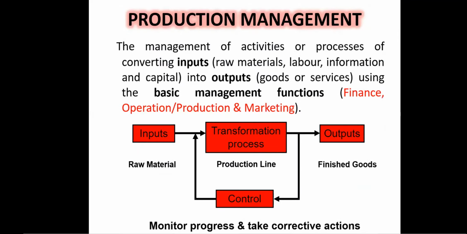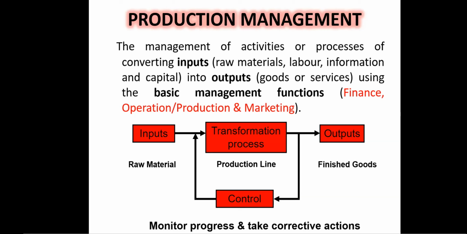The video shows the summary of what production management is all about. They mentioned the raw material as the input, then there's a transformation process, and then the output will be the finished good. The main part is to know that we need to have control over the overall process. So the keywords are input, in which we include raw material, labor, information, and capital, then the transformation process, and then the output, for example finished goods or services.